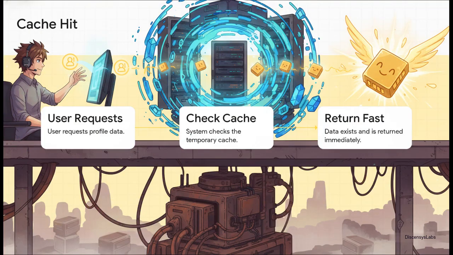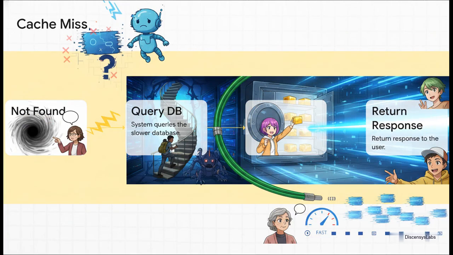So, what does this look like when everything works perfectly? We call this a cache hit. Step 1, a user logs in and asks for their profile. Step 2, the system checks the cache first. Step 3, the data is already sitting right there. It gets returned immediately. I mean, we're talking microseconds here. The user feels absolutely zero lag, and honestly, that slow database down in the basement doesn't even know the request happened. But, what if the data isn't there?